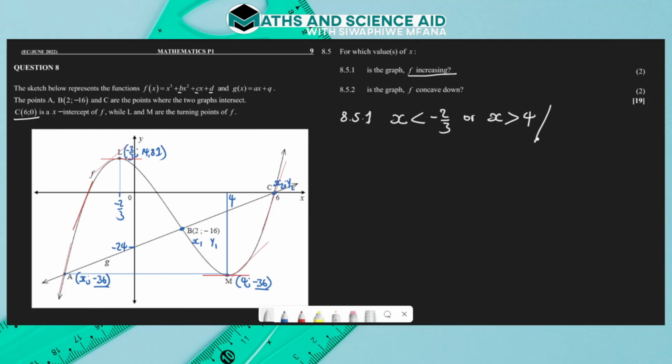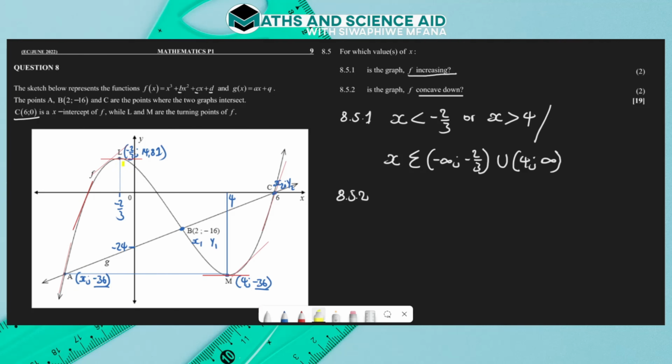Just remember that alternatively, this can also be written using set notation as x is an element of (negative infinity, -2/3) union (4, positive infinity). All right. Moving on now to 8.5.2, which is asking us to determine for which values of x the graph of f is concave down. Where is this graph concave downwards? This is also easier to determine from the sketch.